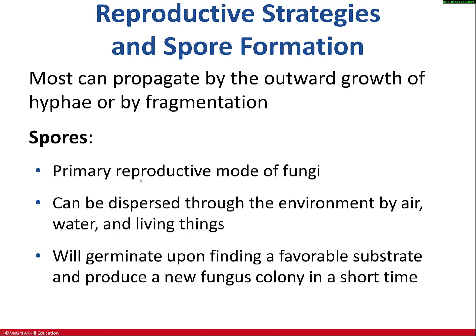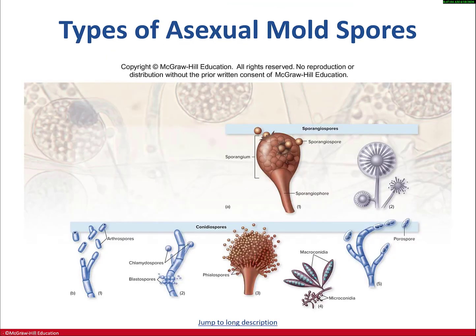The spores, of course, are the reproductive mode of the fungi, and can be dispersed by the movement of air, water, and living things that bump into it. And I'll show you some pictures of that. They germinate upon favorable incubation, and so you can see the sporangio, which is just a sac of spores, essentially what it means. And there's your sporangium that contains them. Some of them look like dandelions and that sort of thing.